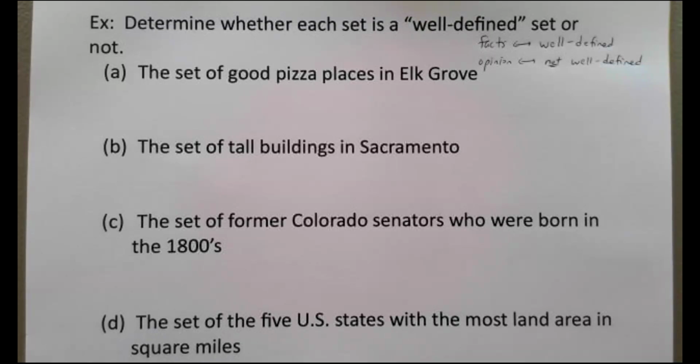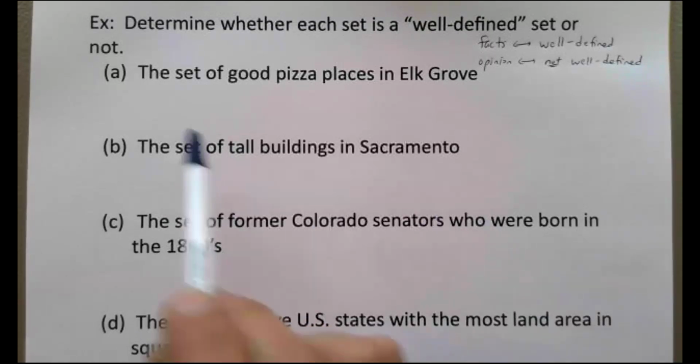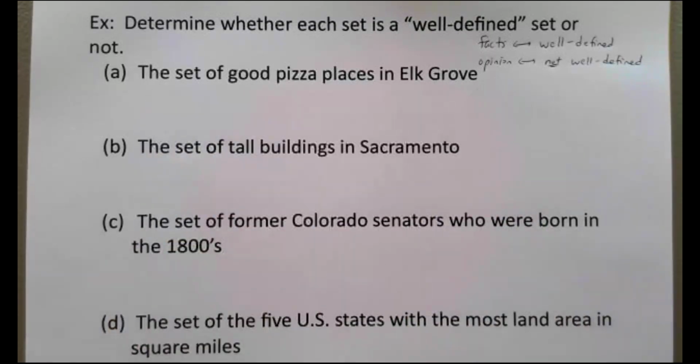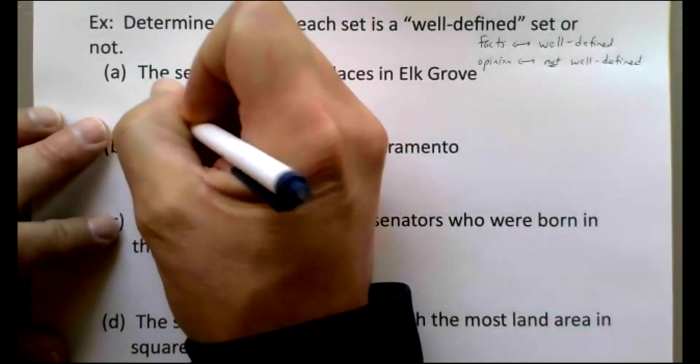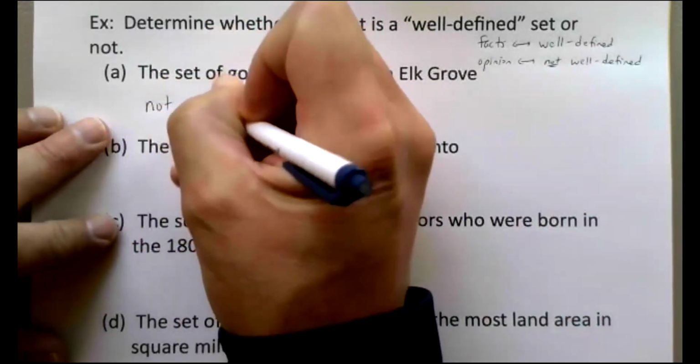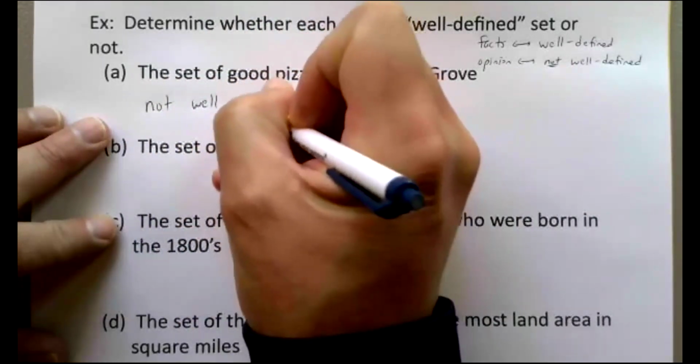But the problem is whatever you write down might be different than whatever someone else writes down. And that's because they might like a pizza place that you don't, or vice versa. This question has to do with your opinion. This is not a factual question. It's an opinion type question. This is not a well-defined set.